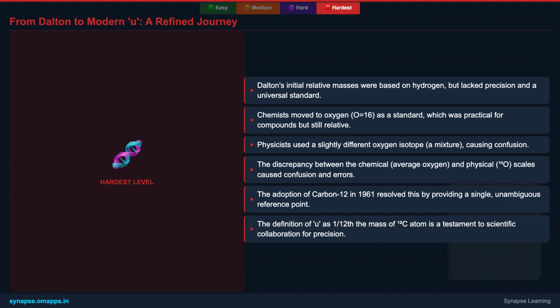Physicists used a slightly different oxygen scale based on a natural mixture of isotopes, leading to two conflicting atomic mass scales and potential errors in calculations. This ambiguity was finally resolved in 1961 when the international scientific community universally agreed on carbon-12 as the single, unambiguous standard. This decision was pivotal, ensuring consistency and high precision across all scientific disciplines, from chemistry to nuclear physics.